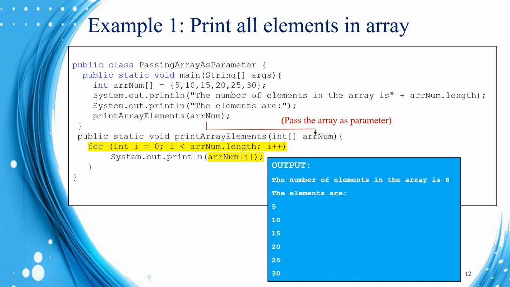When we run this code, it will display the number of elements in the array is 6. The elements are 5, 10, 15, 20, 25, and 30 because using the for loop, it loops through all the index numbers for the array.